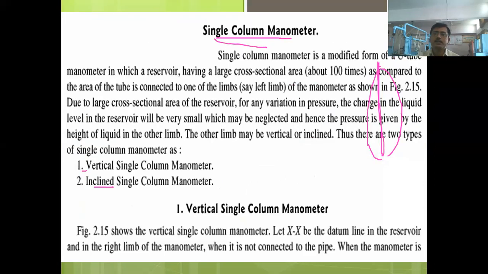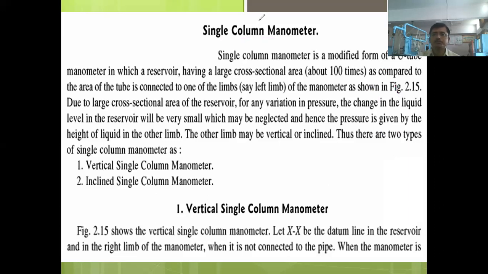So why did scientists invent this kind of manometer? What was the need behind that? Was it not sufficient to use the simple U-tube manometer, and then they came up with this single column manometer? What is the advantage of using this single column manometer over the simple U-tube manometer?